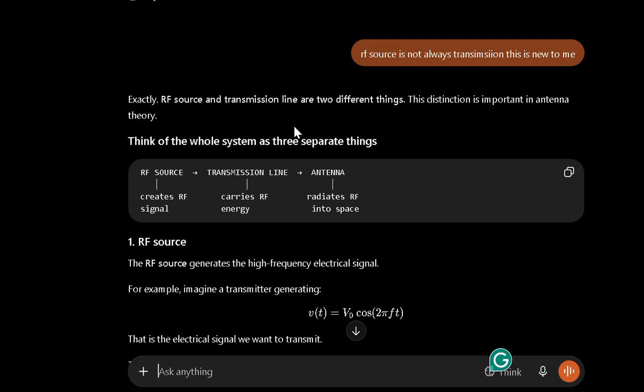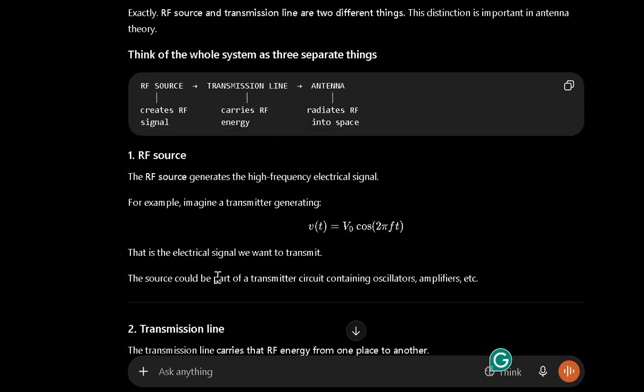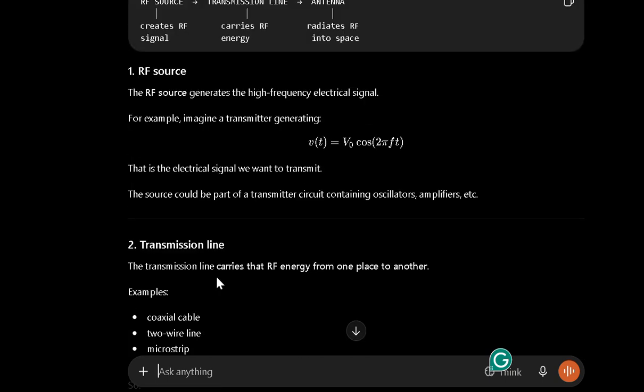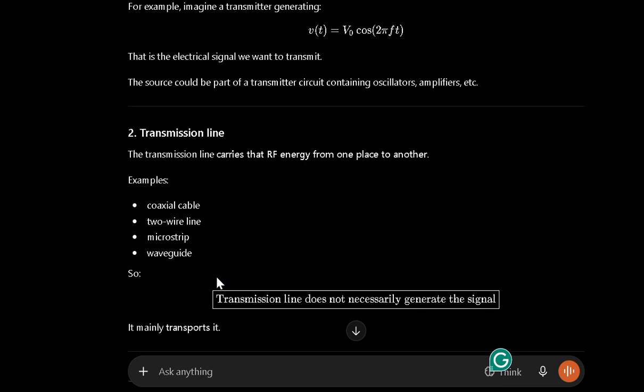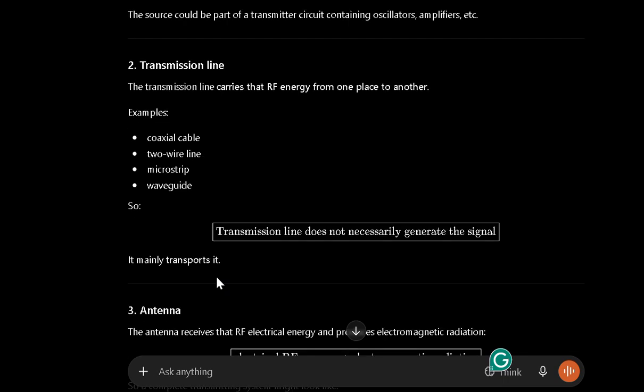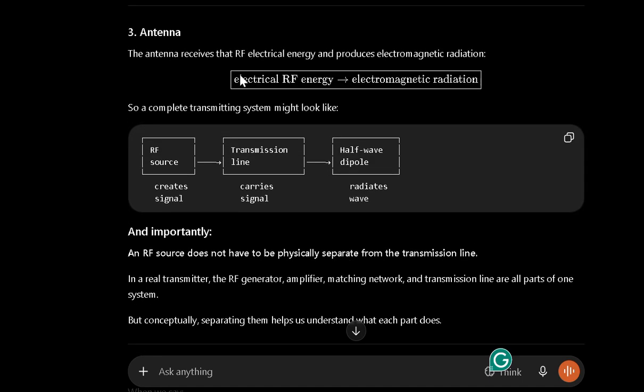The RF source generates a high frequency electrical signal. For example, imagine a transmitter generating it. The source could be part of the transmitter containing oscillators. The transmission line carries RF. The antenna takes the RF electrical energy and produces electromagnetic radiation.